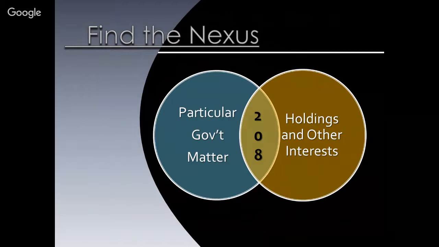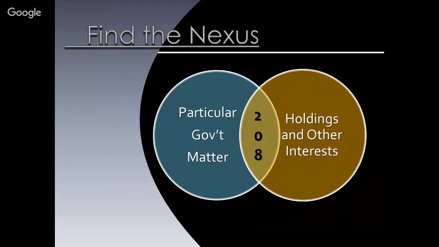And wherever there's an overlay between those two things, where the outcome of the government matter could in fact have some effect on the holdings or other interests that the employee has, then we're looking at potentially a criminal conflict of interest. We're going to talk a little bit more about things in addition to 18 U.S.C. Section 208 that you need to be mindful of. But this is in effect what you're looking at when you receive a financial disclosure form.